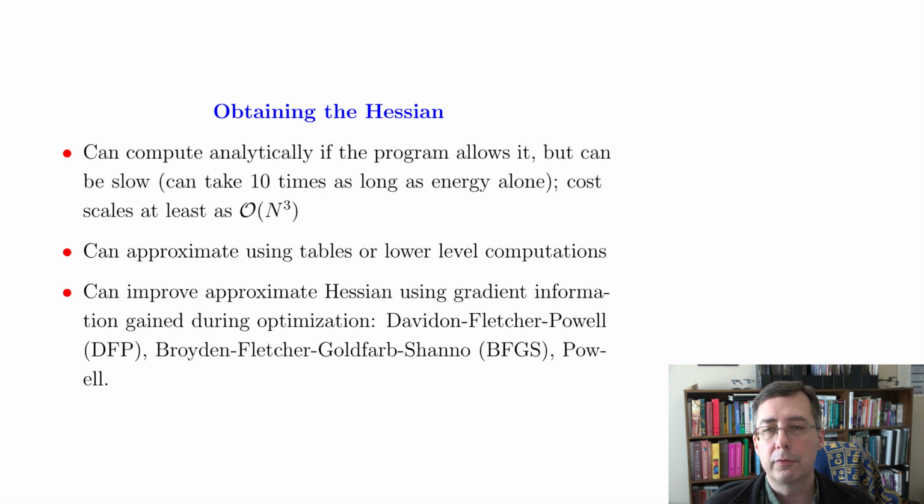I can improve the Hessian as I go along if I have an approximate one by various techniques. Every time I take a step, I can get a new gradient, and I can build up that gradient information to get a more accurate picture of the Hessian. And there are various ways to do this. The so-called BFGS approach is a pretty popular and effective one.